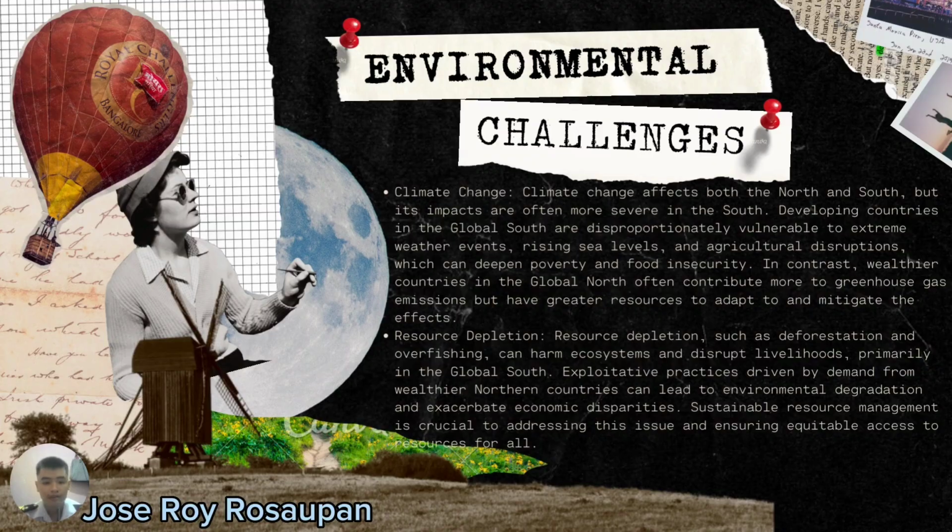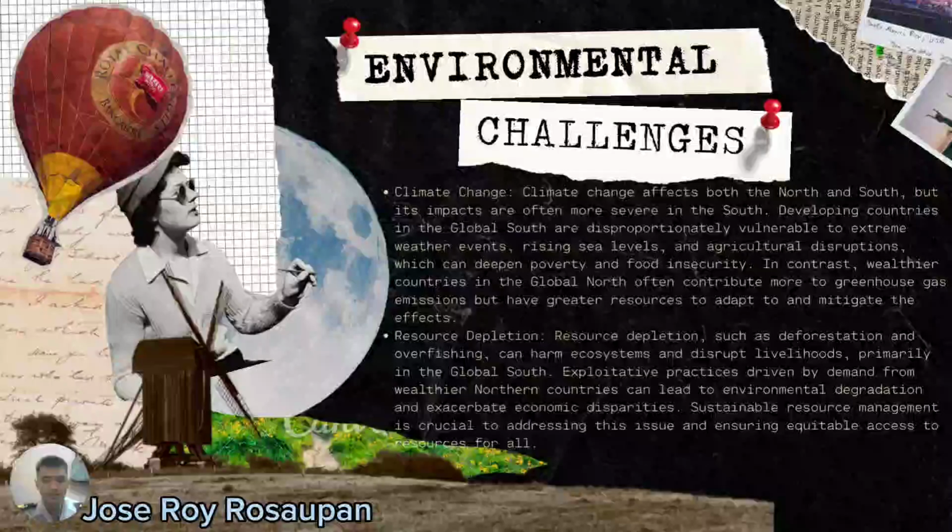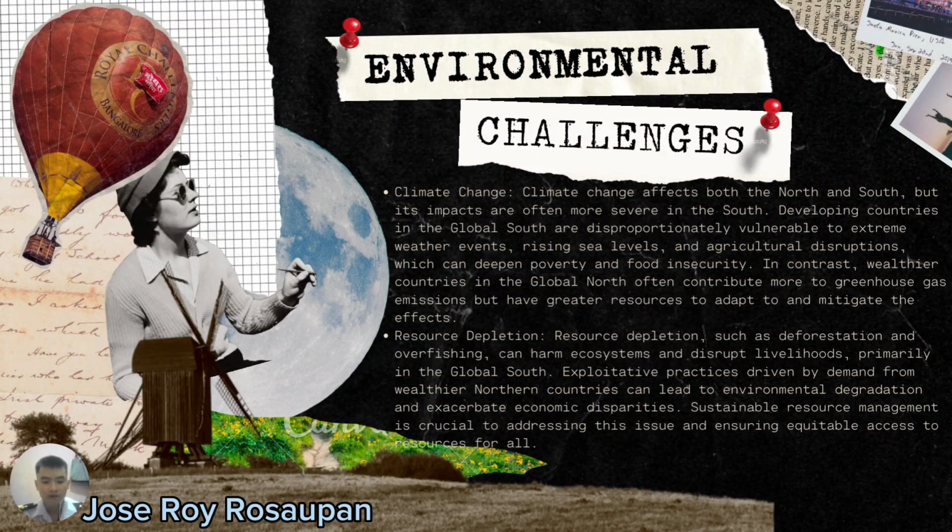Environmental challenges: we have climate change. Climate change affects both the north and south, but its impacts are often more severe in the south. Developing countries in the global south are disproportionately vulnerable to extreme weather events, rising sea levels, and agricultural disruptions, which can deepen poverty and food insecurity.